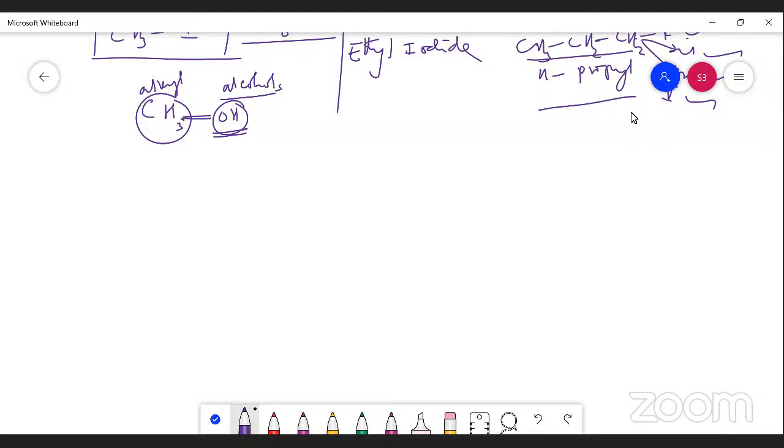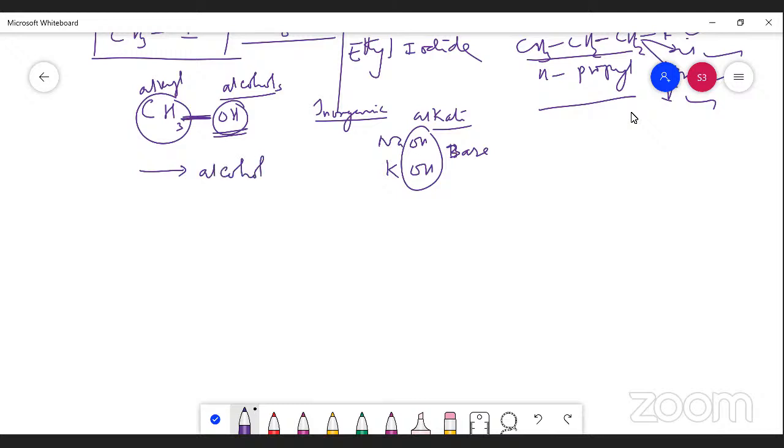The same OH can be present in inorganic substances, like NaOH and KOH, which are called alkalis. These are all strong bases. But the point you should understand is that the OH present in alkyl groups gives alcohols. Do you know what the types of alcohols are? That is the point you should understand.